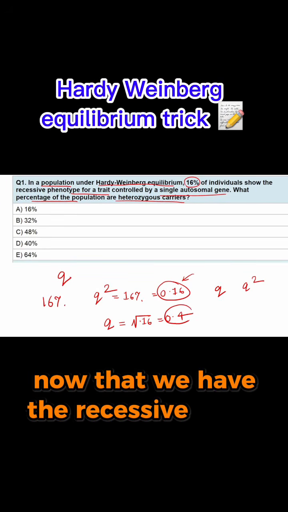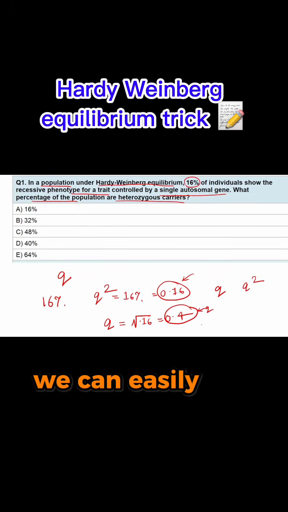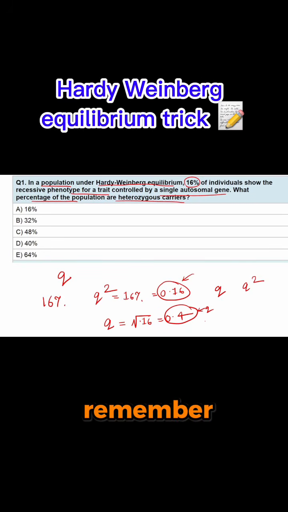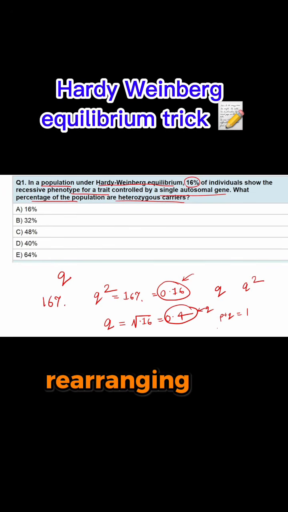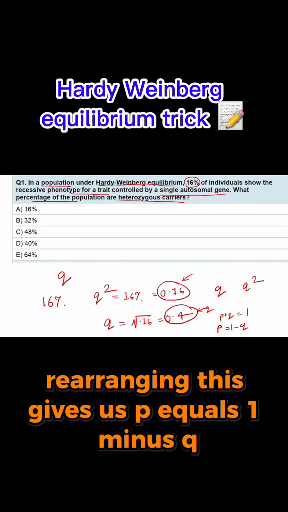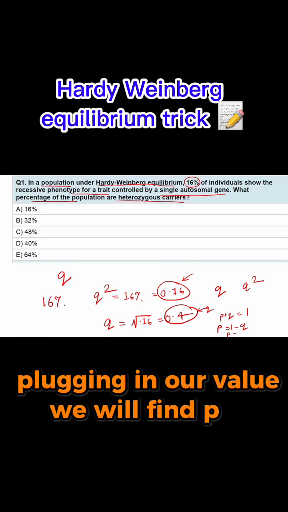Now that we have the recessive allele frequency Q, we can easily find the dominant allele frequency P. Remember our foundational equation from the first principle that P plus Q equals 1. Rearranging this gives us P equals 1 minus Q. Plugging in our value, we find P is 0.6.